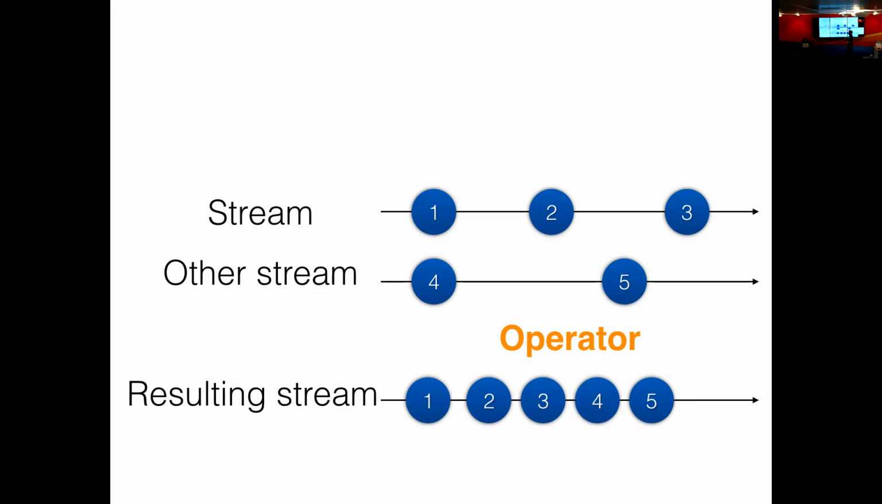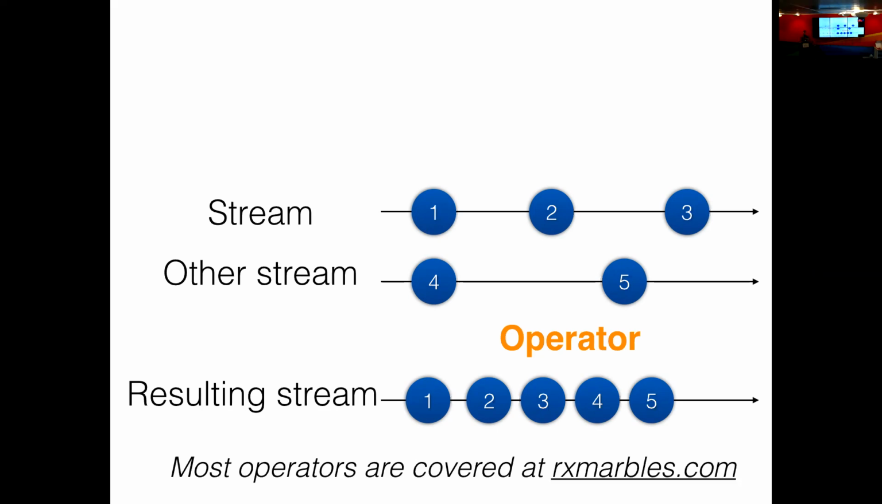But the thing you need to think about is what happens to the values, but also what happens to the time. So some operators do things with time, like a delay, for example. So it's not only about concatenating the values per se, but it's also important to keep track of this line, what happened here. There is a site called RX Marbles where a lot of operators are described. So if you wonder what they do and you want to get a quick overview, this is where you go.